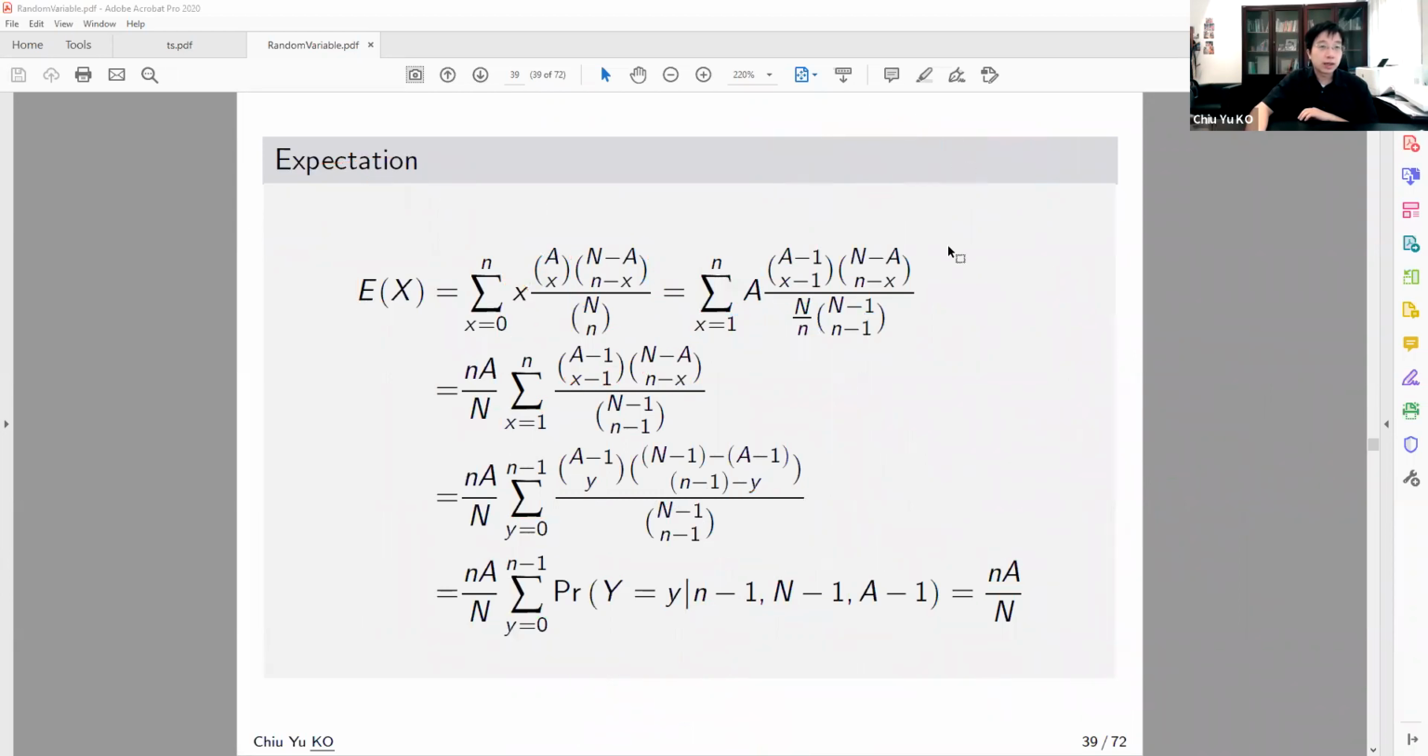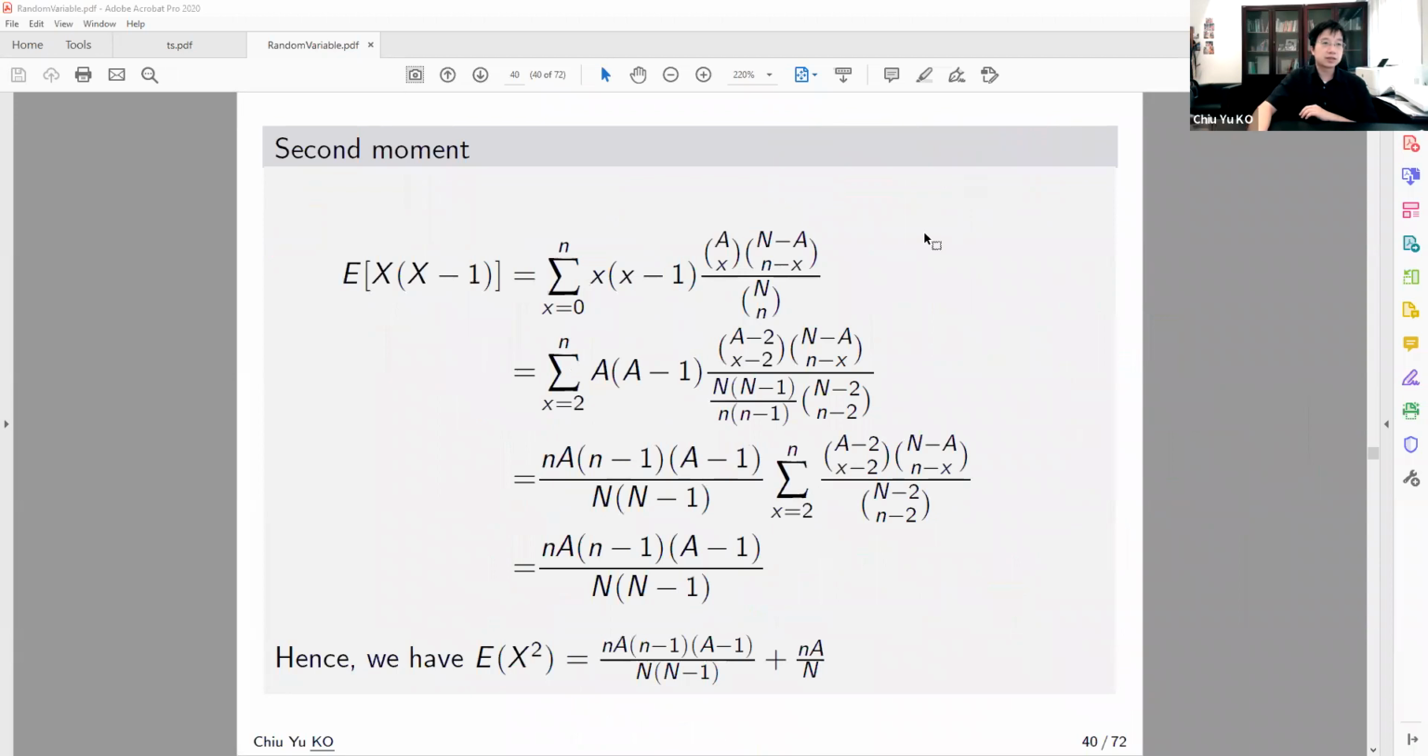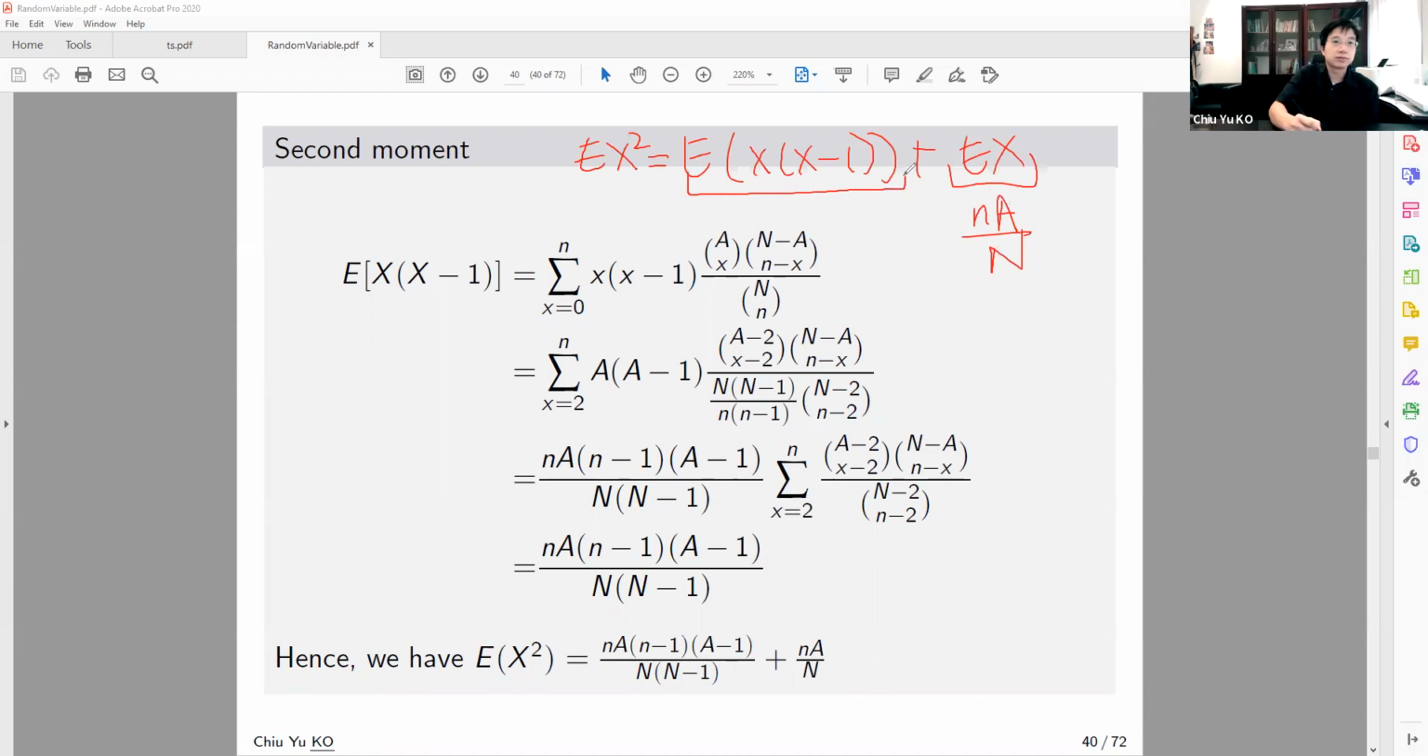Okay, and the next, again, we will do the same trick. You will see it's very quick, you can prove it. So again, we don't prove the second moment directly, right? We prove this guy because, it's this, right? We know this is NA over N. We want to try to show this one.